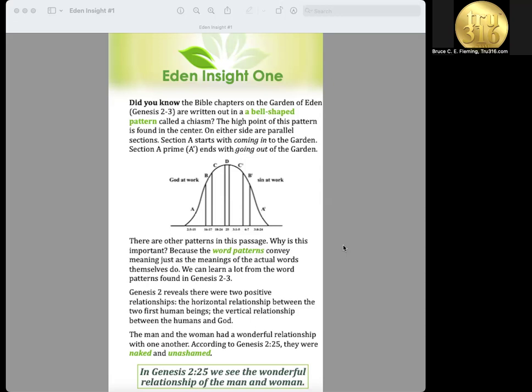So the center of the chiasm is Genesis chapter 2, verse 25, where it talks about their being naked and unashamed. There are other patterns in this passage, by the way. Why is this important? Because in the Hebrew passage like this, word patterns convey meaning just as the meanings of the actual words themselves do.